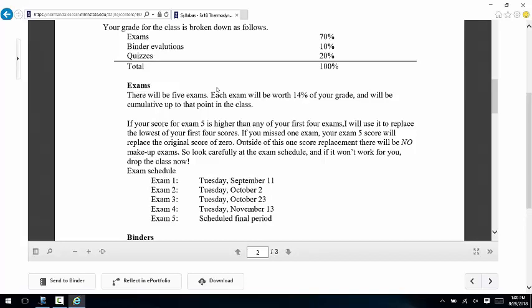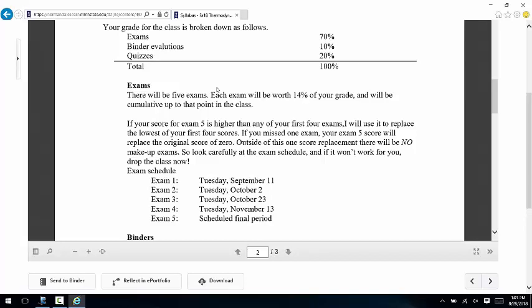Okay, and then exam 5, they're all cumulative, but exam five is also cumulative. And since it's at the end of the class, that's sort of like a final. And the way that works is, it counts as exam five, but if your exam five score is higher than any of your first four, it'll also replace the lowest one of those first four. Okay, so if your exams for the semester are 95, 95, 95, 4, and then 92, say, on the final, then you get a 92 for your final exam score.